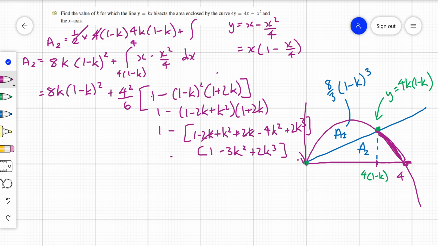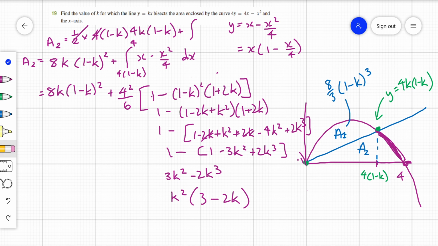Alright, and then of course I've got 1 minus that. So actually that's going to end up being 3k squared minus 2k cubed, that part. So k squared (3 minus 2k). Wow, that's looking weird, but anyway, say it was that.